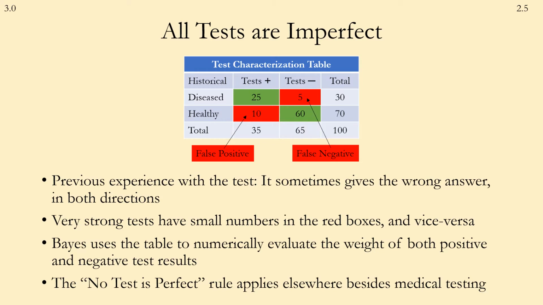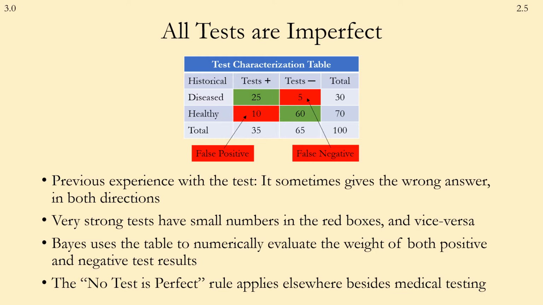And what we see is that with 100 uses of this test, the test got it right 85 times, and that's shown here in the green squares, where the person had the disease and tested positive, or did not have the disease and tested negative. So 85 times out of 100, this was a good test.